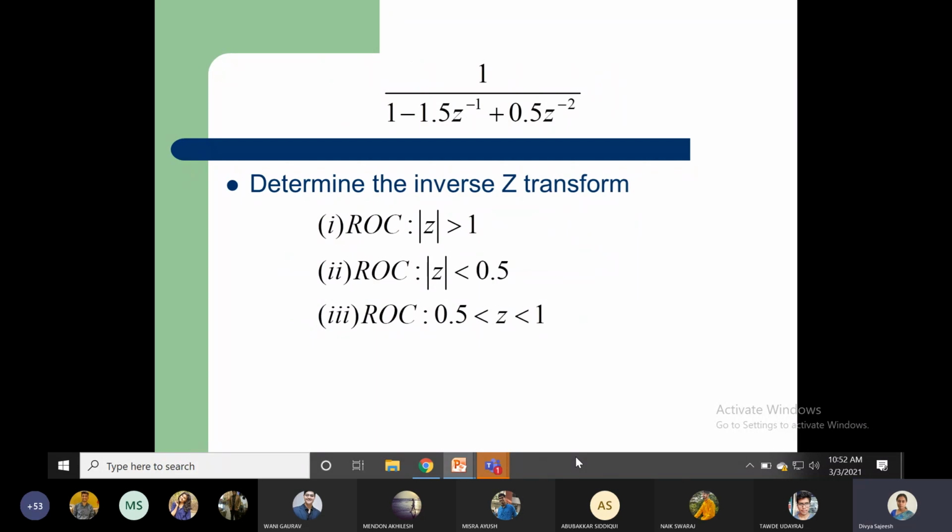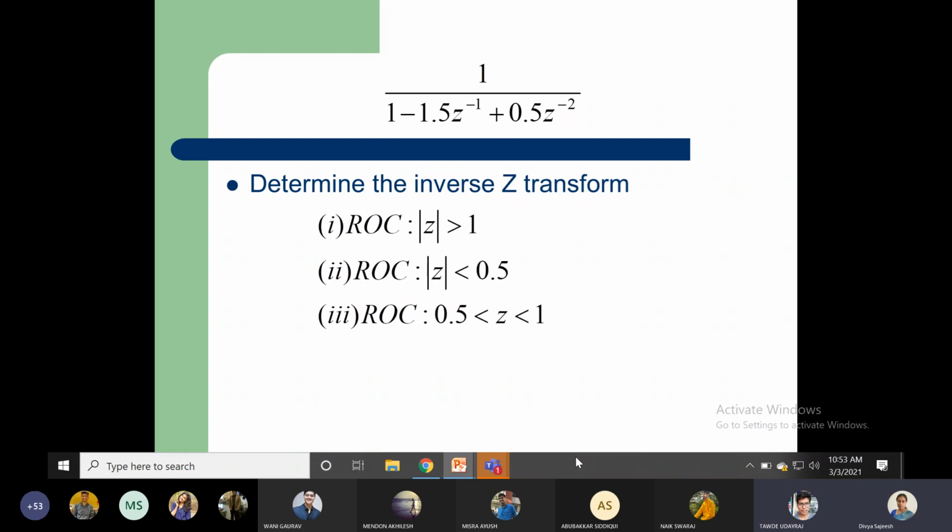Okay. So let us see one more example also. Determine the inverse Z transform for the given signal. There are three cases given: Z greater than 1, Z less than 0.5, and Z lies between 0.5 and 1. So the first case is the region of convergence greater than the pole, so it will be the case of a right-sided or left-sided signal.